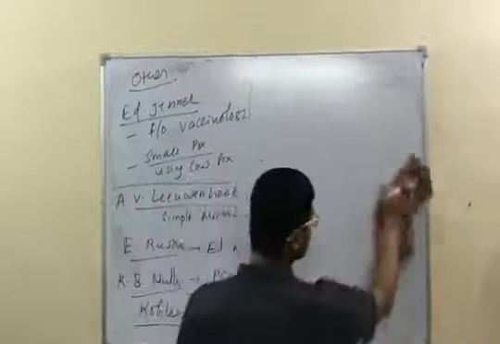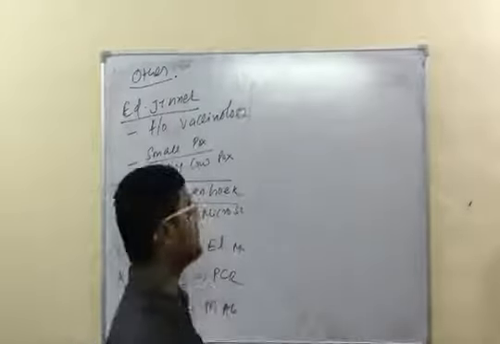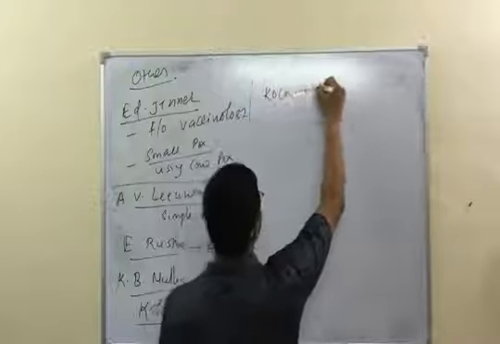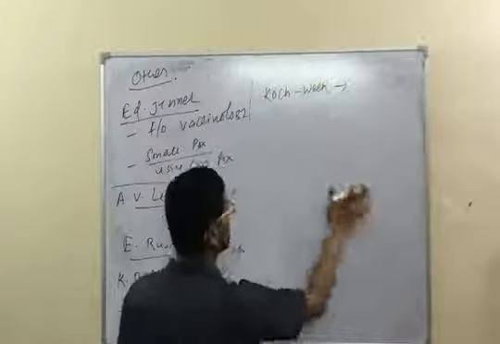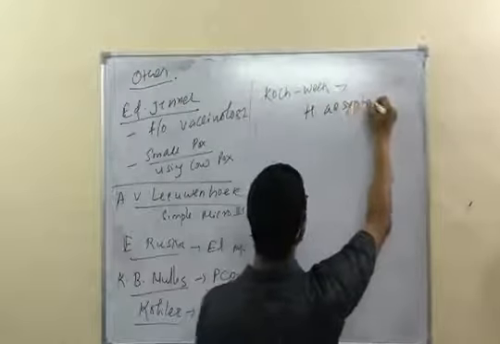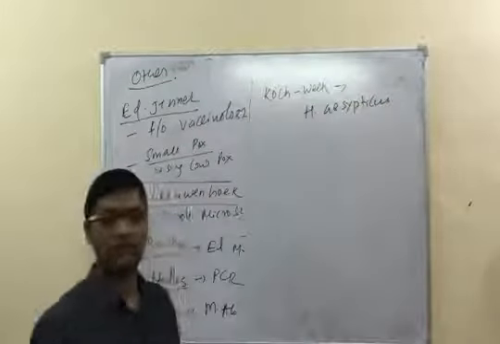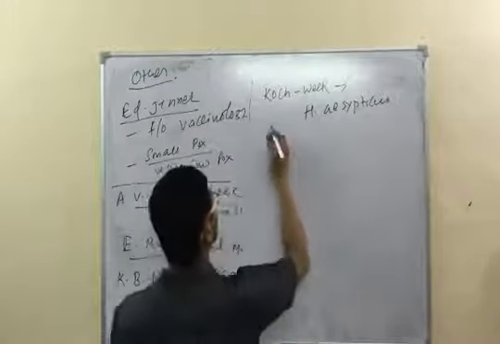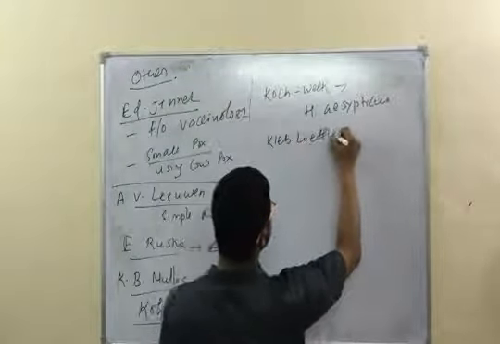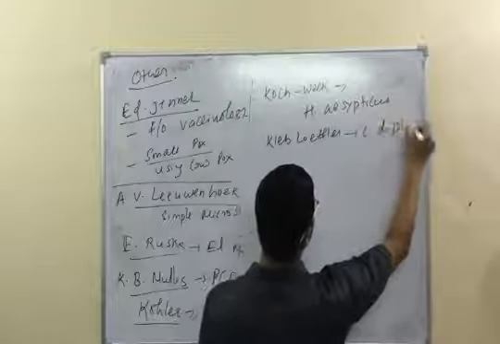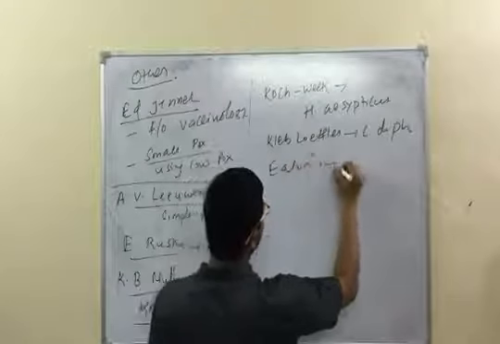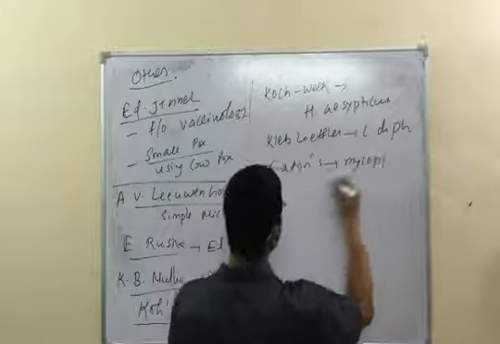There are various organisms which are named after the microbiologists, like for example Koch's bacillus, Haemophilus aegyptius, so there are various organisms named after the discoverers. Then Klebs-Loeffler bacillus, Corynebacterium diphtheriae, Eaton's agent, Mycoplasma, Pfeiffer's bacillus.